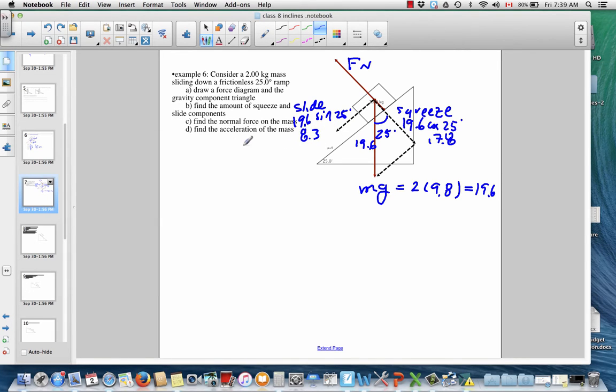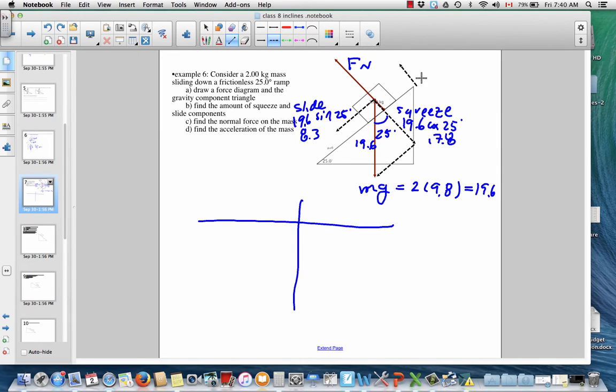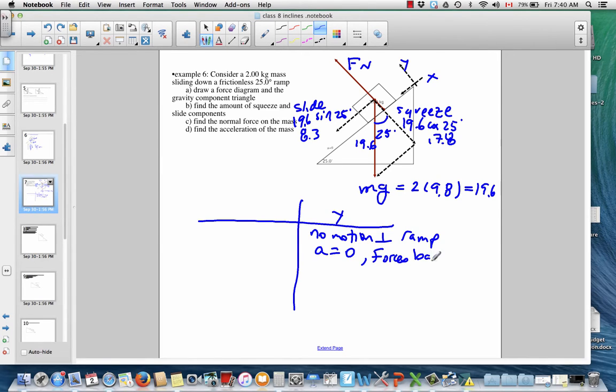Okay, so now we want to analyze the forces. Now we're going to use a tilted coordinate system here. My y direction is going to be perpendicular to the ramp, and my x direction is going to be down the ramp. So in that coordinate system, in the y direction, the mass doesn't move that way. There's no motion perpendicular to the ramp. And because there's no motion, that means there's no acceleration, and that means the forces are balanced, or the net force is 0.